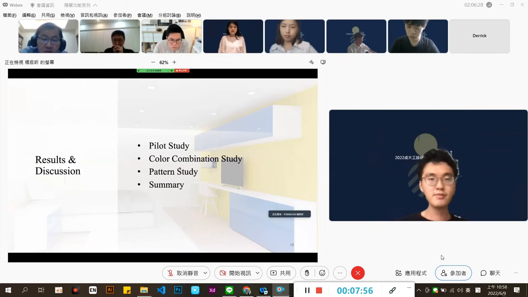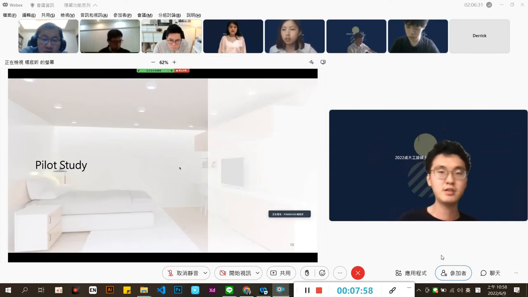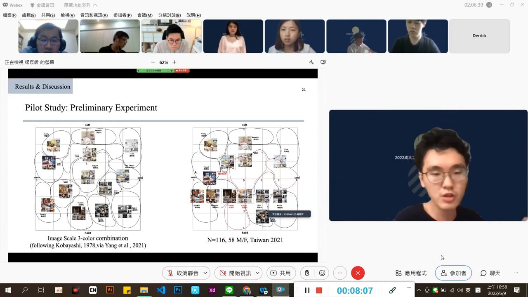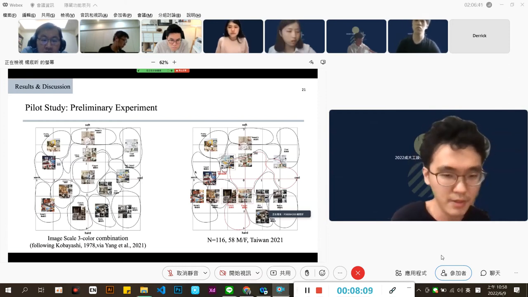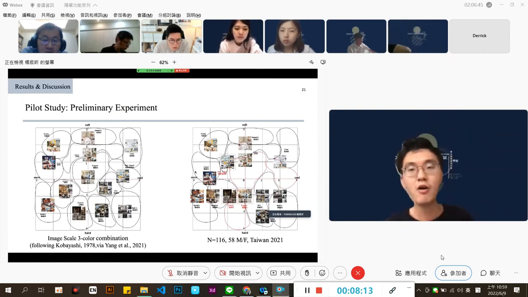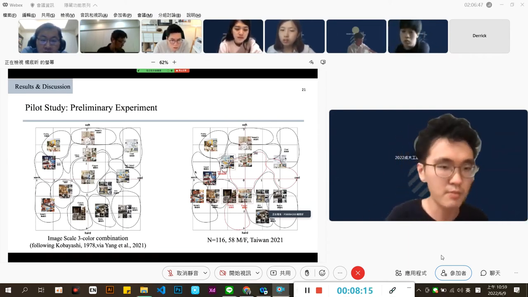As for the result of this preliminary experiment, in the perception part, compared to the compiled image scale of color combinations created by Kobayashi in 1978, our result has a little difference from the original one.